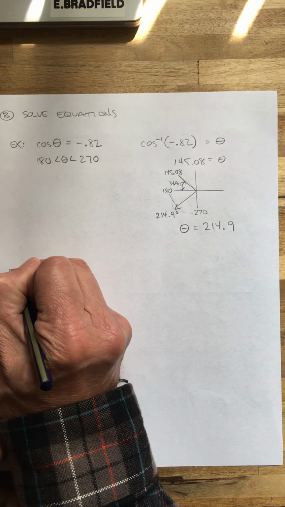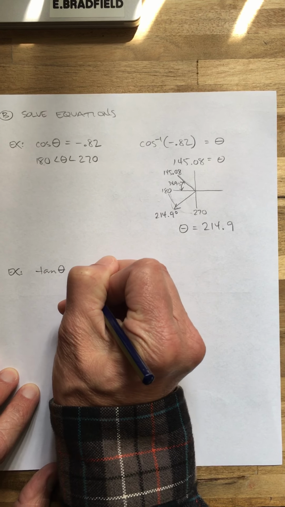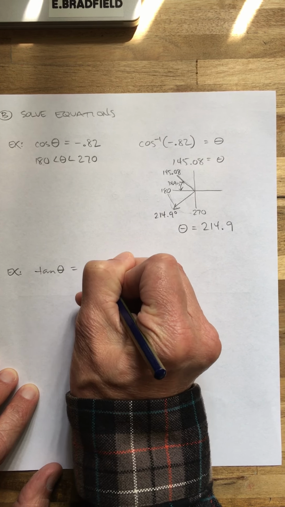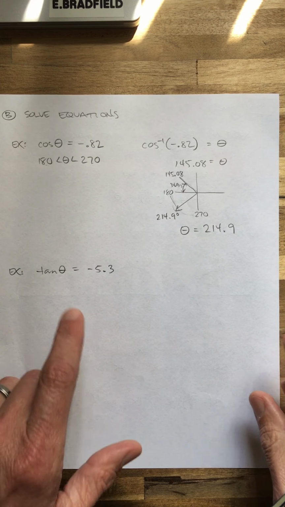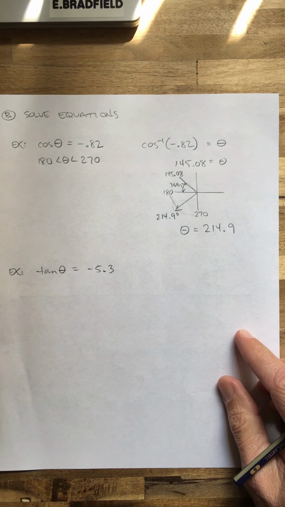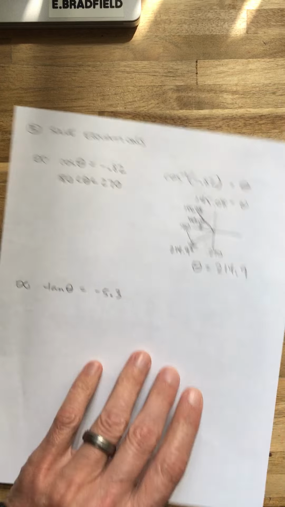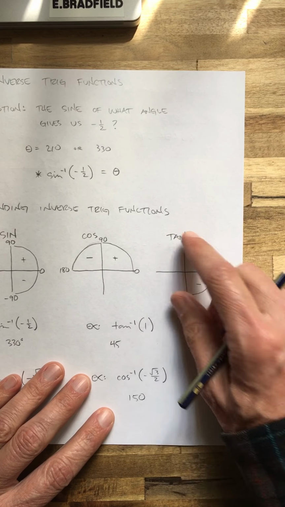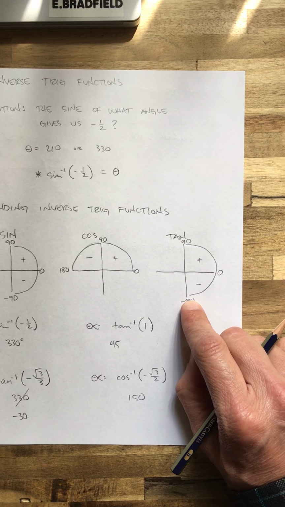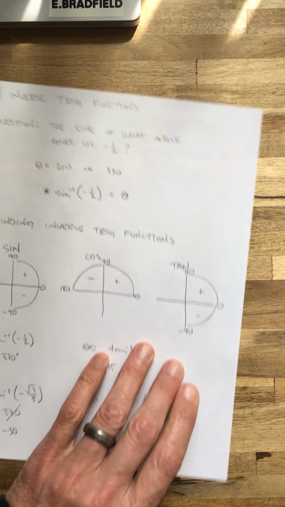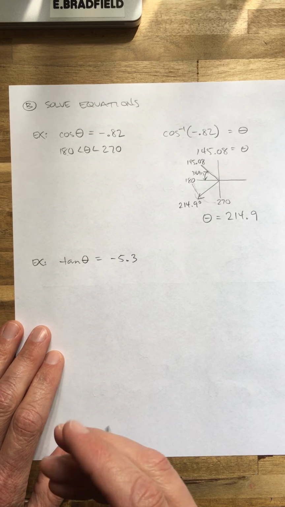Let's do one more, okay? How about the tangent of theta? The tangent of theta equals negative 5.3, okay? And just so we know, if I was to find the angle using my calculator, what quadrant would it put me in? Well, my ratio is negative. So for the tangent, if my ratio is negative, it's going to give me an angle somewhere between 0 and negative 90. We'll use our calculator to do that, okay? So keep that in mind.